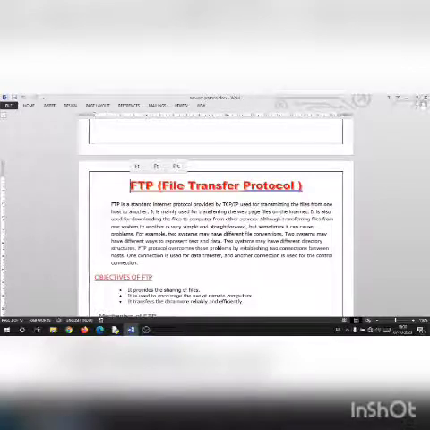Basically FTP, as the name suggests, is a protocol for transferring a file from one computer to another. Whether you are uploading a file or downloading a file, in both cases the FTP protocol will be used. FTP is a standard internet protocol provided by TCP/IP, used for transferring files from one host to another. Remember, the FTP protocol works over a TCP/IP network.